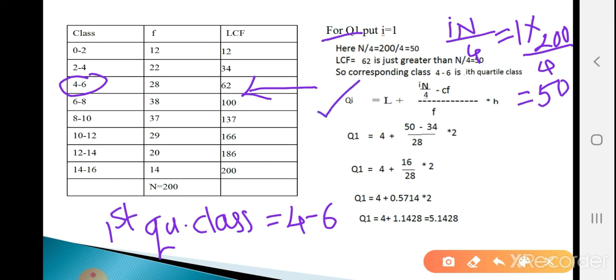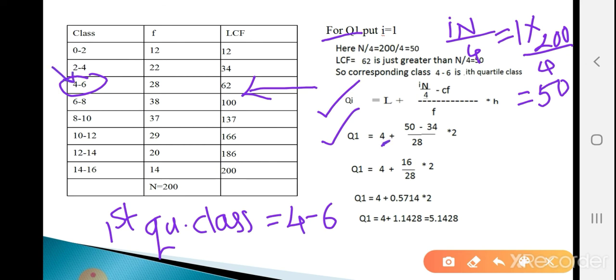Now what is the formula for calculating the quartiles for continuous data? Qi is equal to L plus (iN divided by 4 minus Cf) upon f into h. Now just put i is equal to 1. So Q1 is equal to L plus (iN divided by 4 minus Cf) upon f into h. Then what is the L? L is the lower limit of the quartile class. So what is the lower limit of that quartile class? 4.